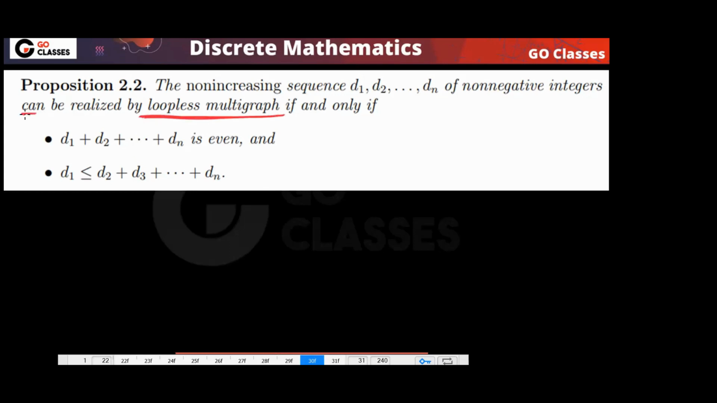Okay, so it can be realized by a loopless multigraph if and only if the total degree must be even and the maximum degree should be less than or equal to the total degree of the remaining vertices. So this is the condition for a loopless multigraph, without self loop. Self loop should not be there.